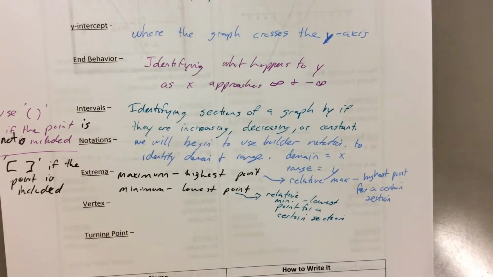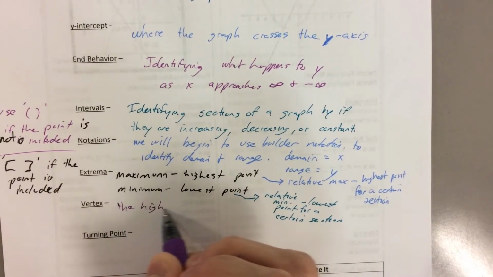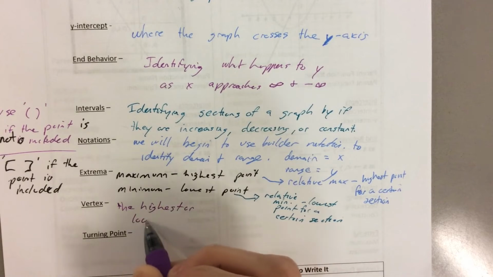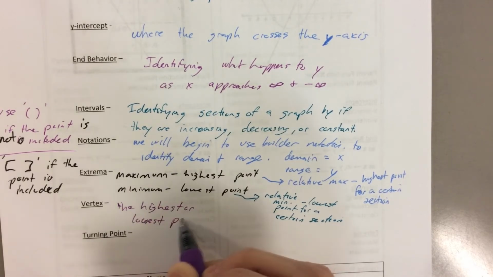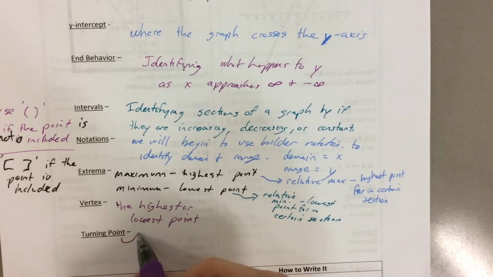Okay, so a lot of writing in math today. Got to really key in on these terms. Vertex is the highest or lowest point. The highest or lowest point. Same thing here. Highest or lowest point, same as vertex.